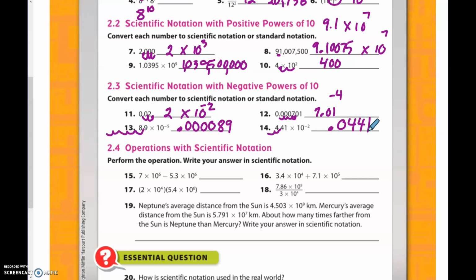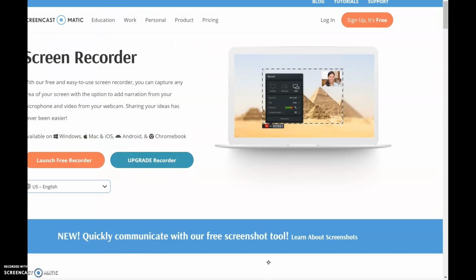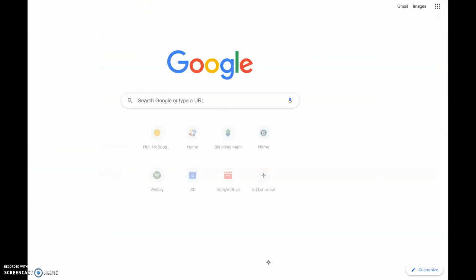All right, number 15, 16, 17, 18, those are all adding and subtracting. So remember, you guys can use your calculators on here. So if you don't know how to find your calculator, remember you can go in here and then we're going to pull up a new tab. And I am going to just pick out a calculator. I need my keyboard somehow.